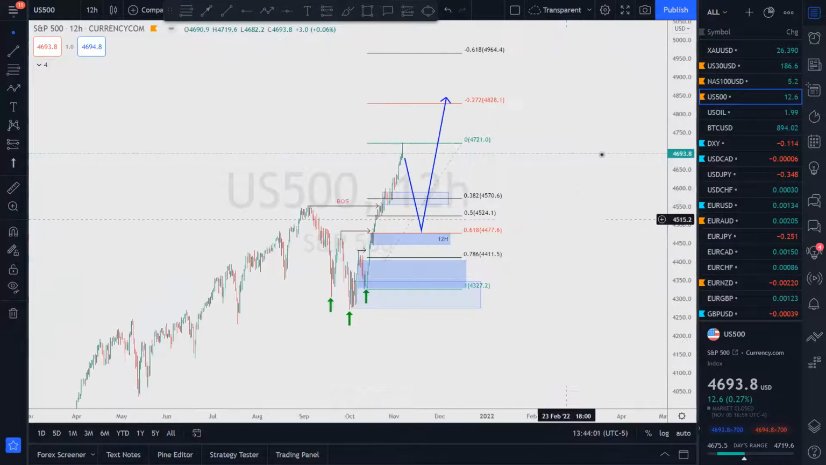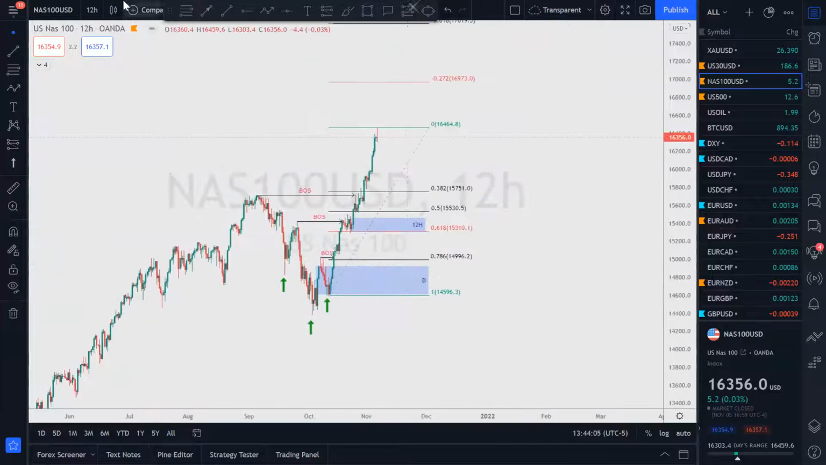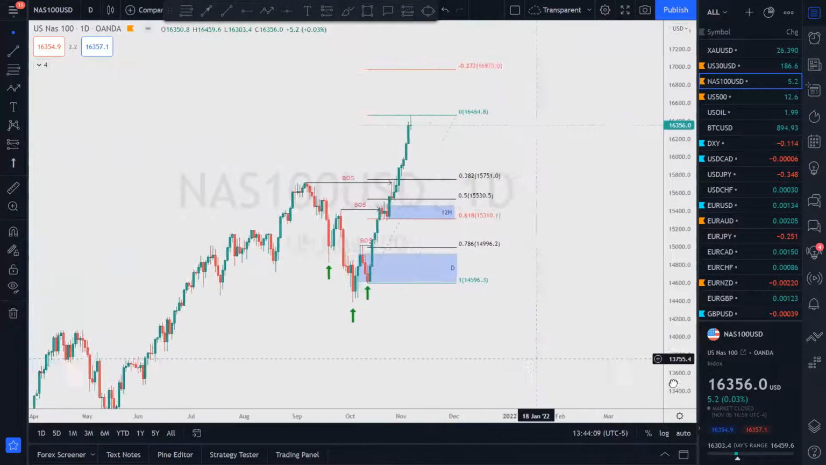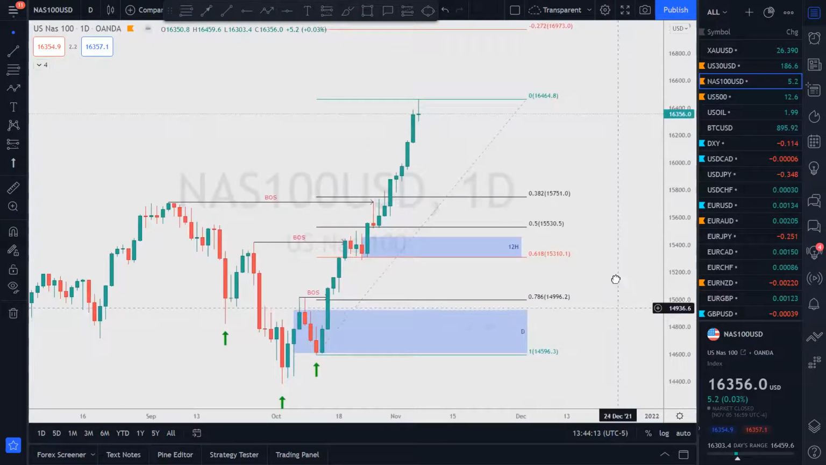Same situation with the NASDAQ. If we go to the daily, we can see price had these breaks of structure.